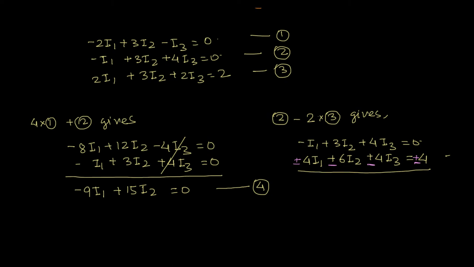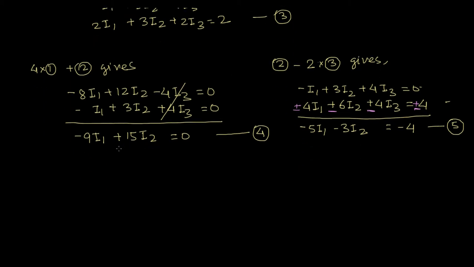So this becomes minus 5I1 and minus 3I2. This gets cancelled because after all that's what we wanted, and that is equal to minus 4. Correct? Now if you see, you have two equations, 4 and 5, and you have two variables. These two equations and two variables we have been eliminating since class 9 to 10th, right?